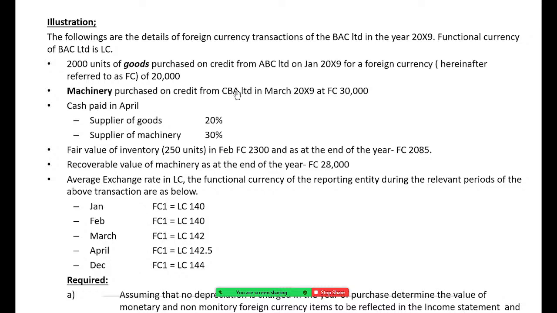Machinery was purchased on credit from CBA Limited in March 2019 for 30,000 US dollars. Cash was paid in April, 20% for inventory and 30% for machinery. So both of them are settled in April. The fair value of the inventory is 250 units in February. The foreign currency amount is 23,000 US dollars, not 2,300, and at the end of the year it is 2,085.